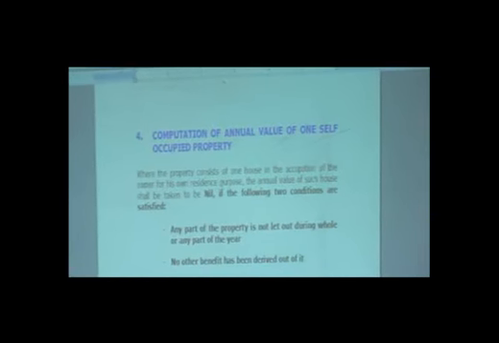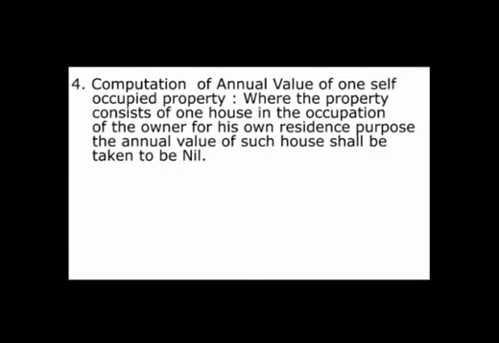Number 4 category. Here we are discussing both categories, number 4 and number 5, simultaneously. We'll see what exactly was the number 4 category: computation of annual value of one self-occupied property. It means the owner has one house which is occupied by him for self-residence purpose. In this case, the annual value of the property shall be taken as nil.